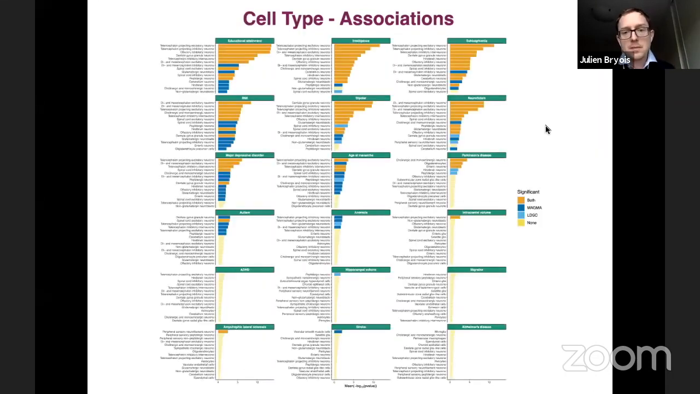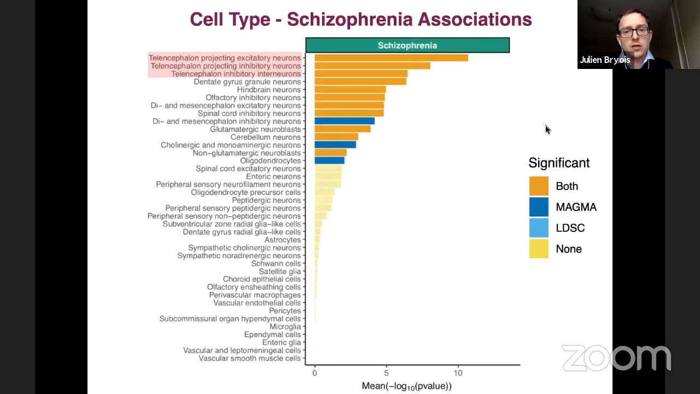So we mapped cell types from the entire nervous system to 18 brain complex traits, but in the interest of time, I'm only going to discuss schizophrenia and Parkinson's disease. So the results for schizophrenia are the following. We found at the top telencephalon projecting excitatory neurons, telencephalon projecting inhibitory neurons, and inhibitory interneurons. And these are essentially the same cell types that we had found 2 years ago.